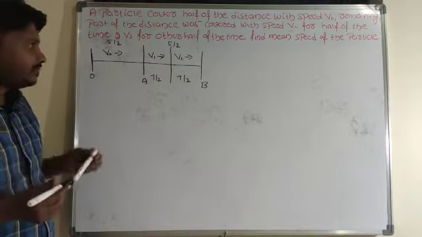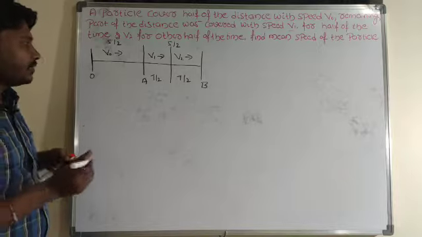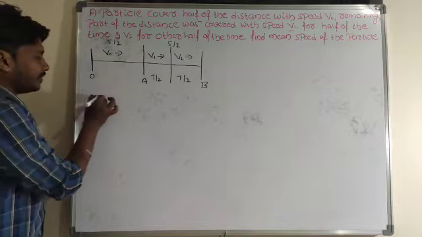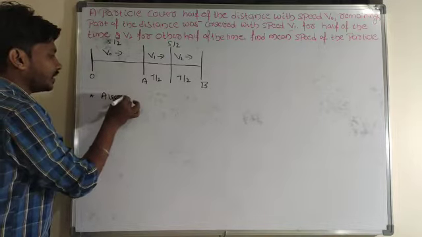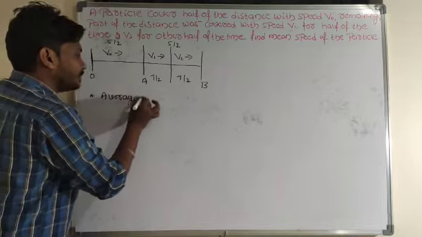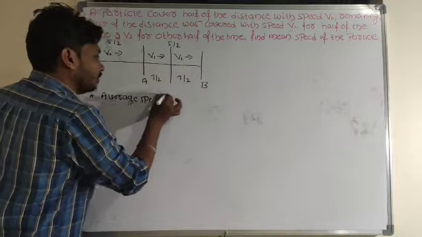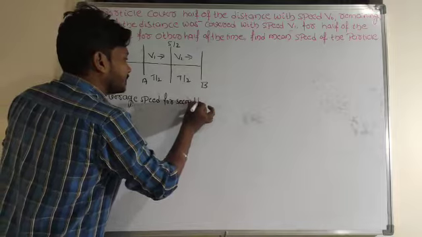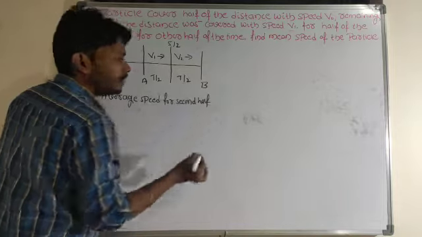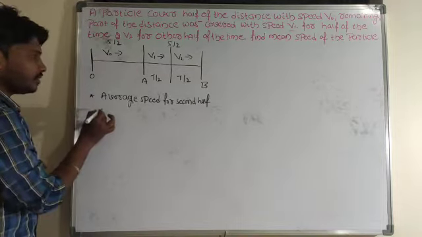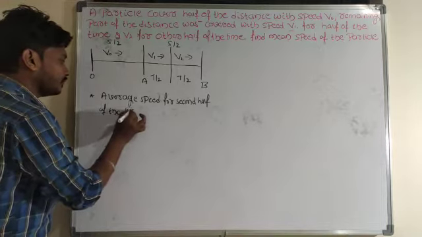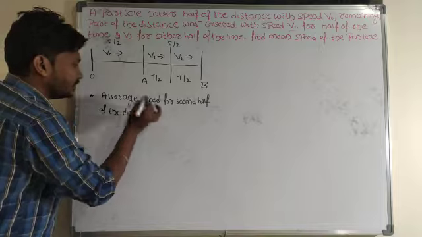So for example, look at here. First I will look at the second half of the distance, the average speed for the second half of the distance. So first I want to calculate that average speed for the second half of the distance here.